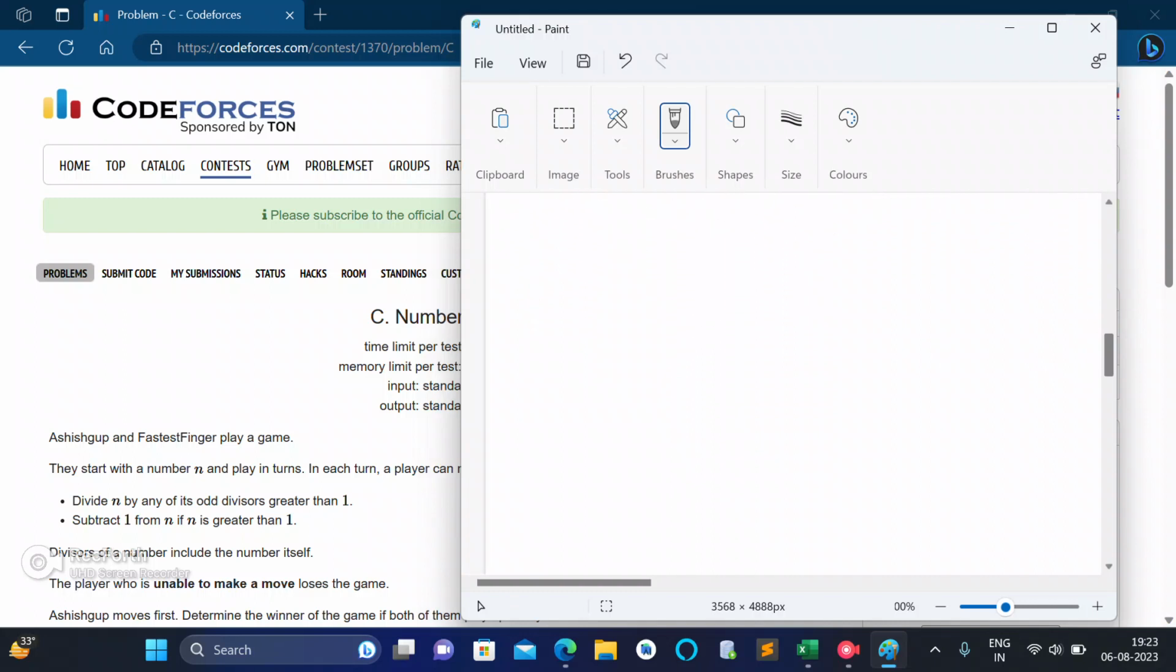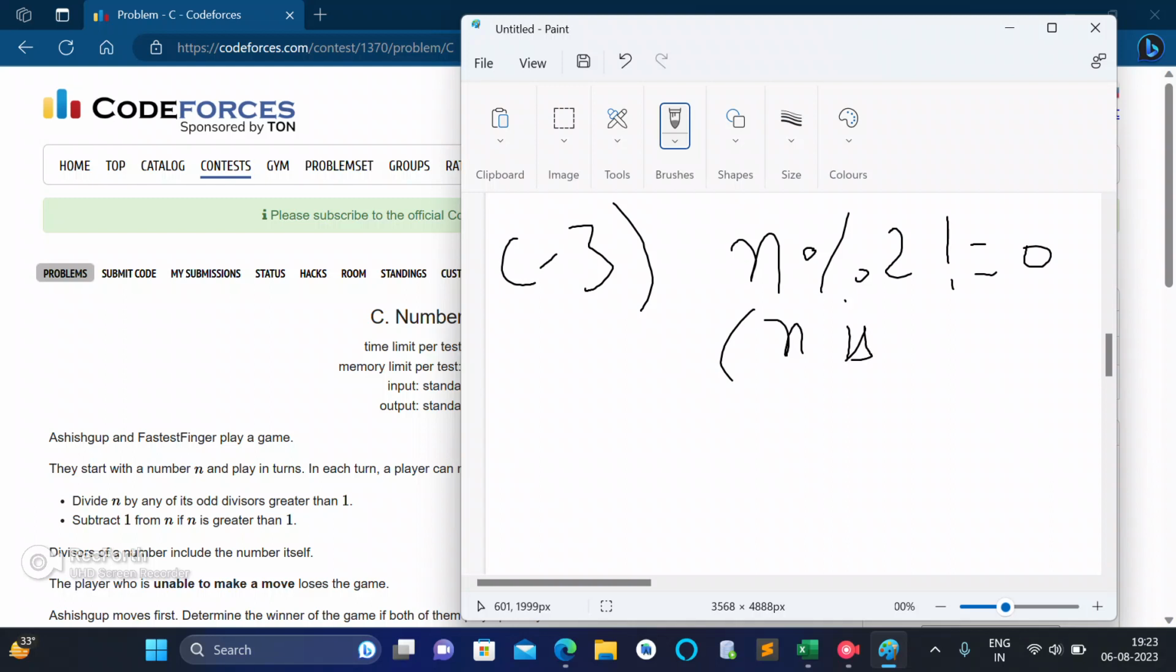So these are the two cases. Let's move to case number 3. Let's say case number 3 is n modulo 2 cannot equal 0. It means n is odd. If n is odd, we can say, as we have seen in the example before, when we had taken n equal to 3.